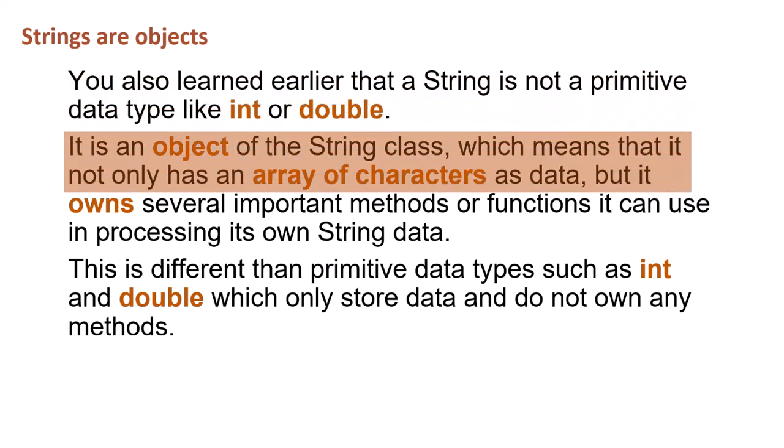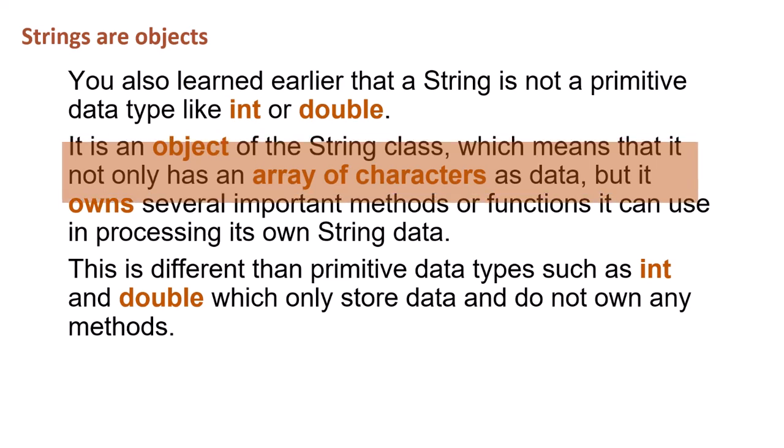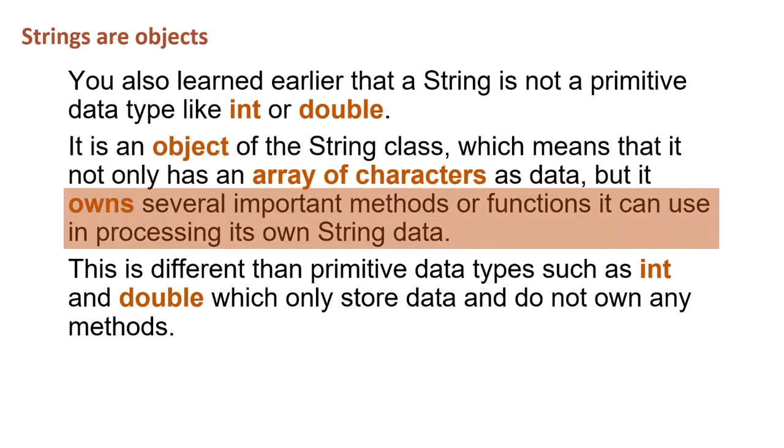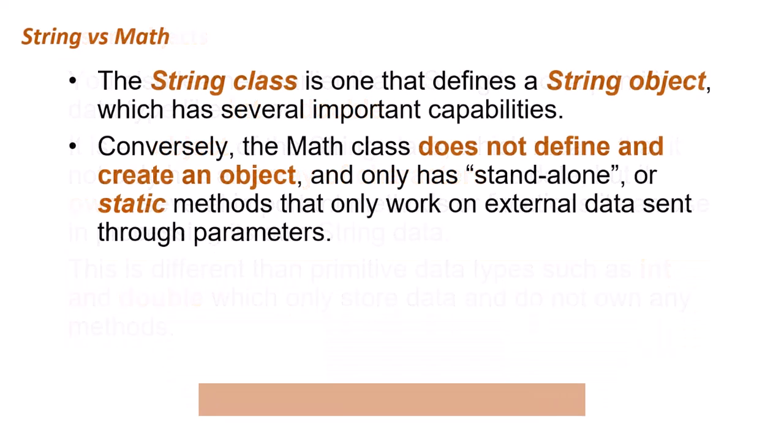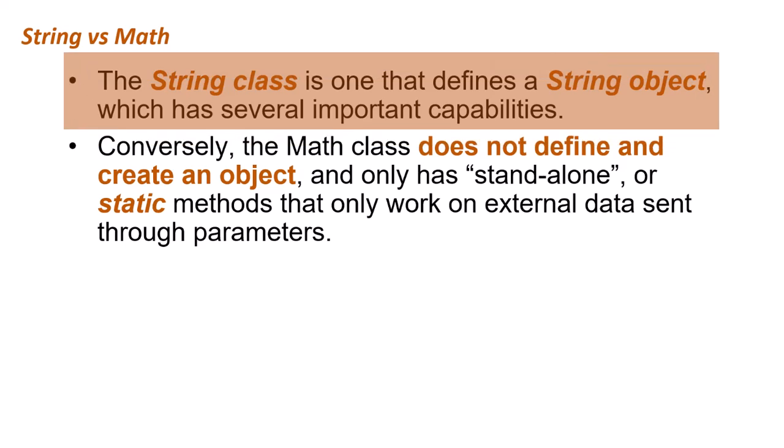It is an object of the string class, which means that it not only has an array of characters as data, but it owns several important methods or functions it can use in processing its own string data. This is different than primitive data types such as int and double, which only store data and do not own any methods. The string class is one that defines a string object, which has several important capabilities.